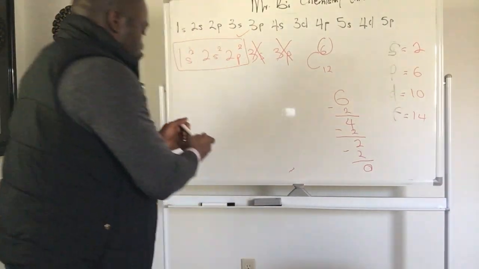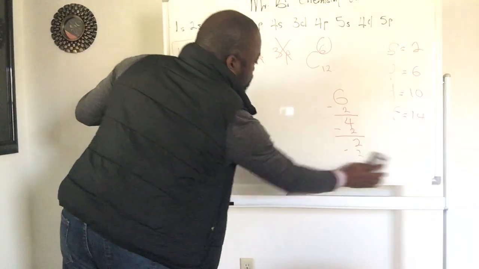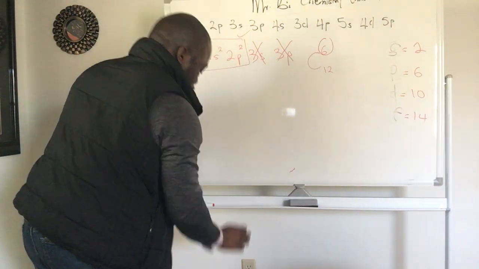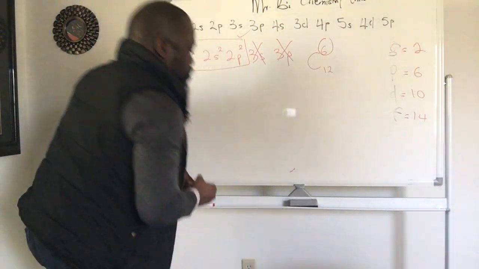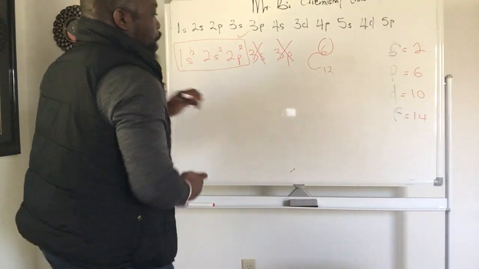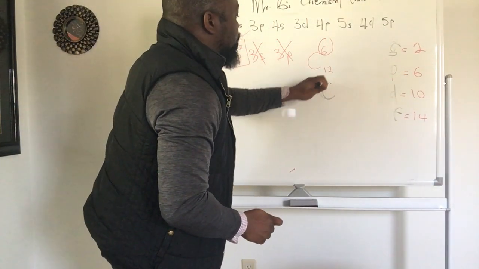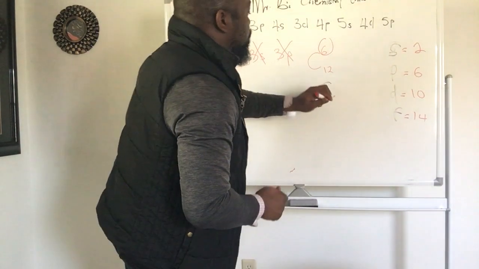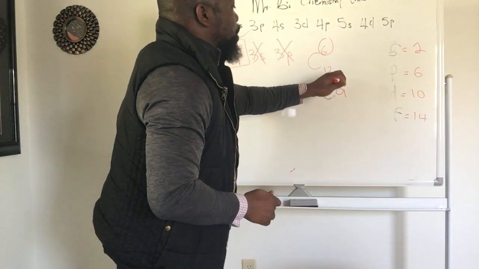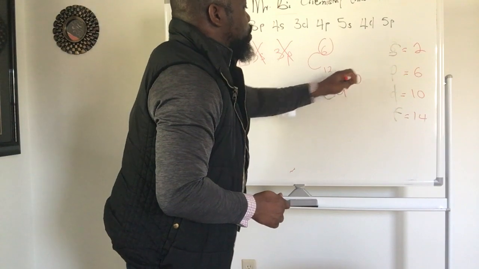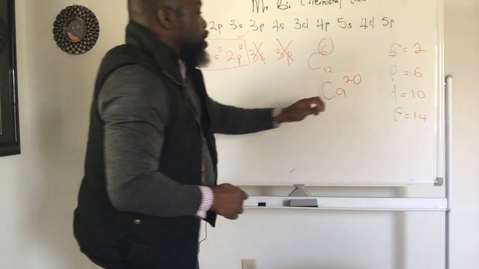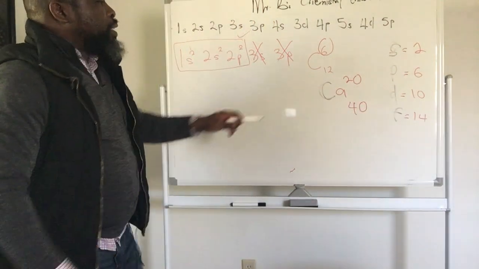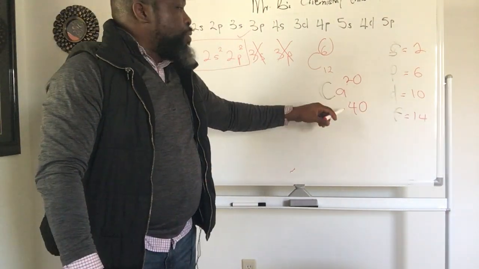All right, so let me clean this off real quick. Okay. Oops, excuse me. All right, so calcium has what? Calcium has Ca. Calcium has 20 atomic number and 40 atomic mass.